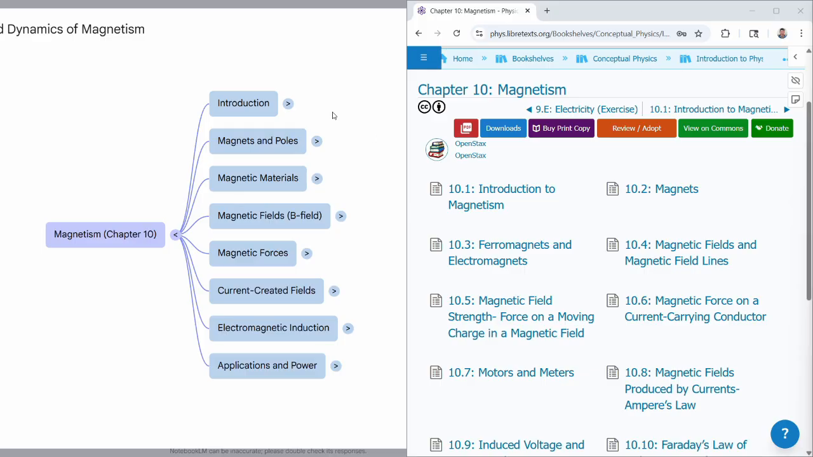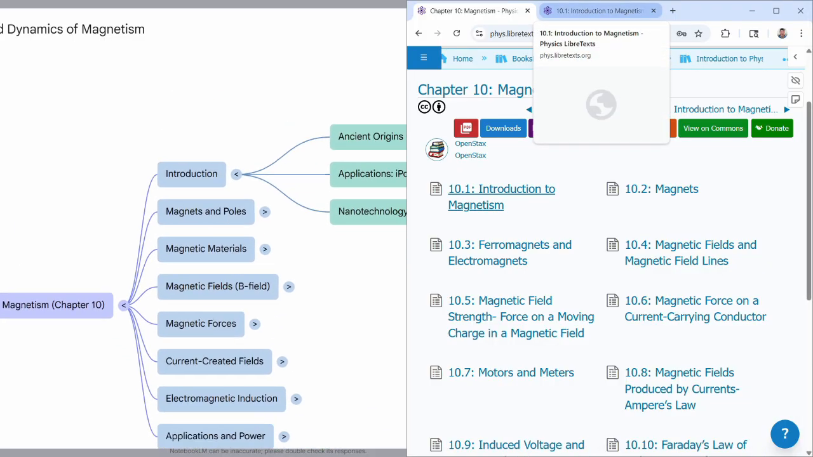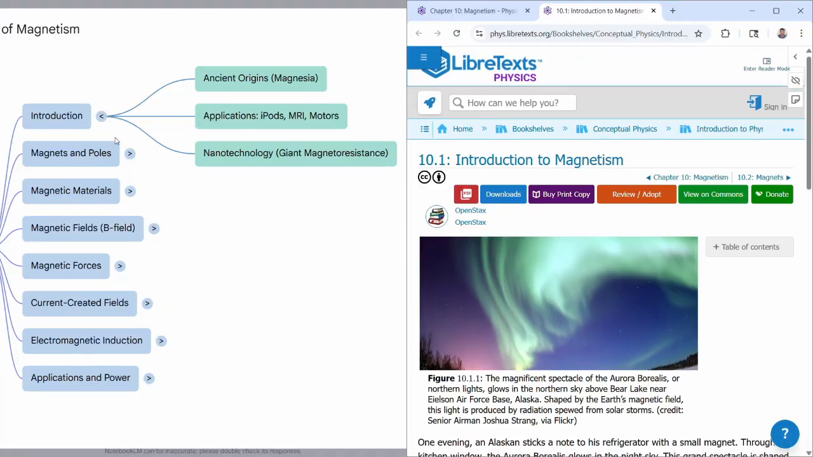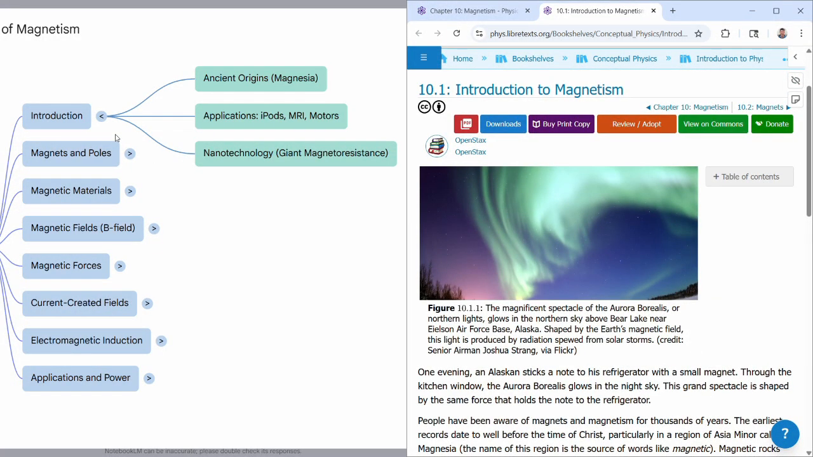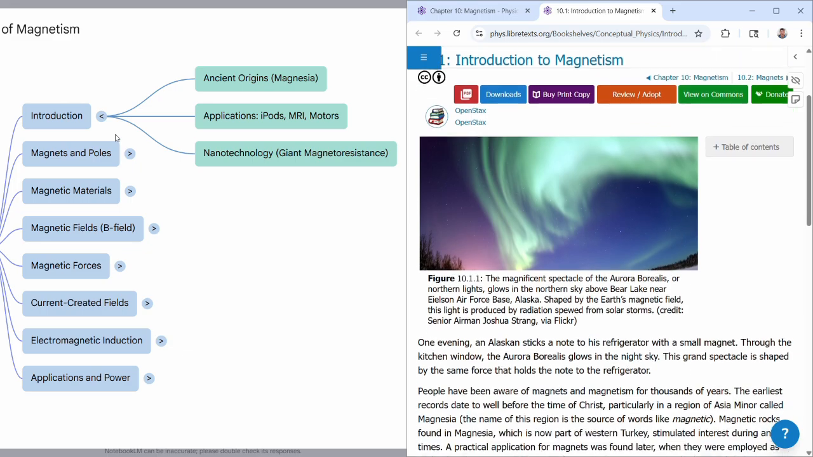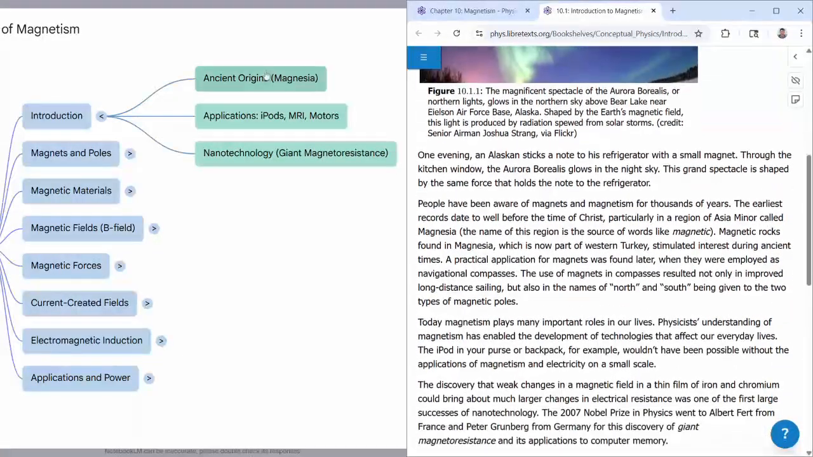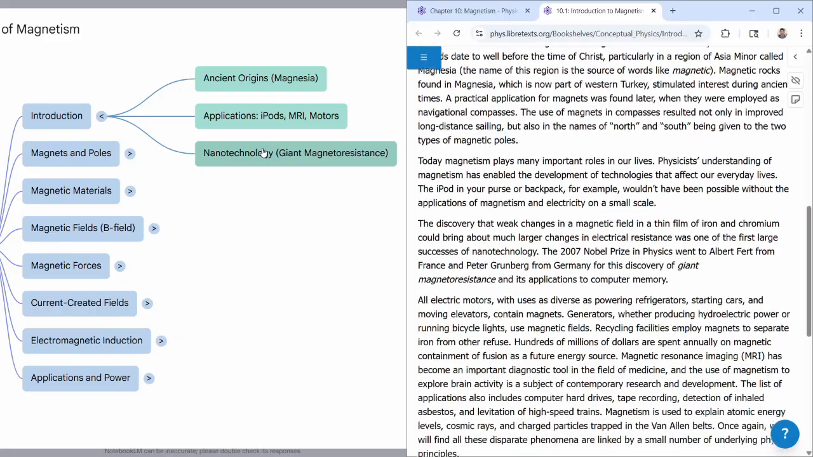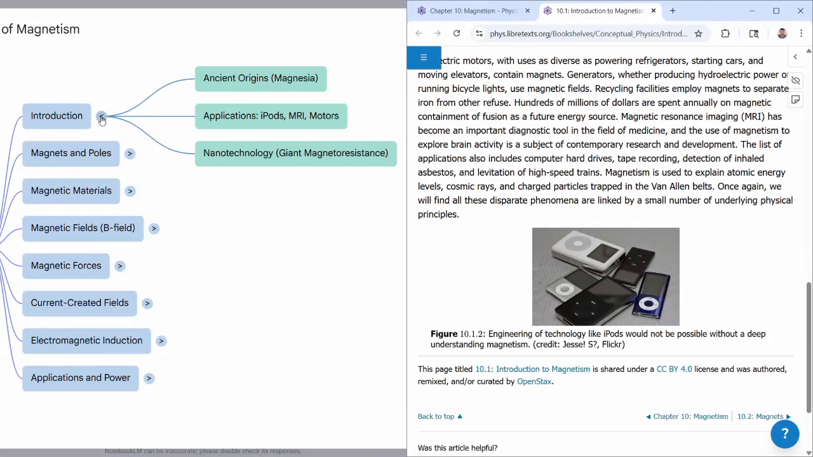By the way, for whatever reason, Notebook LM got confused a little bit and created this node for a section 10.1, introduction to magnetism, but the first section is always kind of an overall intro to the chapter. So you can read about this in section 10.1, but I don't think I ask you any homework questions on those.